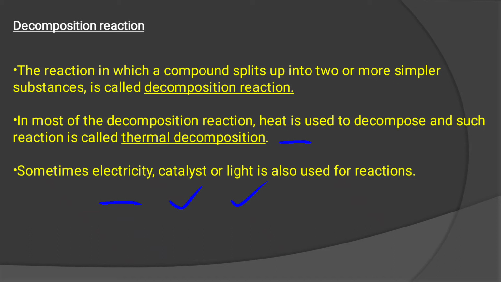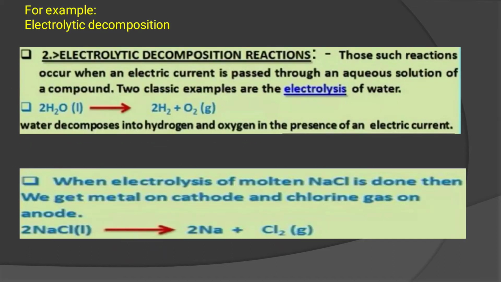Now if we are talking about examples, if we are using electric current, then it will be called an electrolytic decomposition reaction. For those reactions, electric current is passed through an aqueous solution of a compound, and then the splitting up of the compound will happen. Here we have taken two examples, one of water and another of NaCl, that is sodium chloride. We have taken the aqueous solution of both and we are passing electric current through it, and they split up into their elements: hydrogen and oxygen in the case of water, and sodium and chlorine gas in the case of sodium chloride. Okay, so these are two examples given.